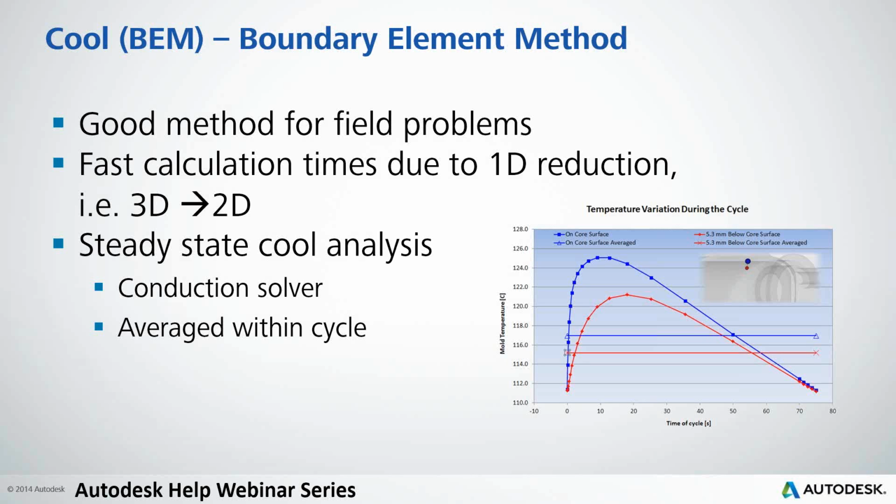This is reducing the amount of elements that need to get calculated and doing a very fast calculation. The limitation on this approach is that we could only use a steady state analysis. That means that we use what is called a conduction solver based on the average within cycle temperature.